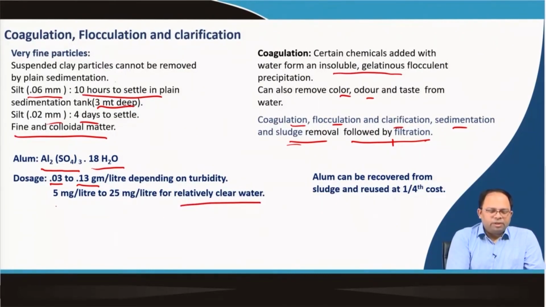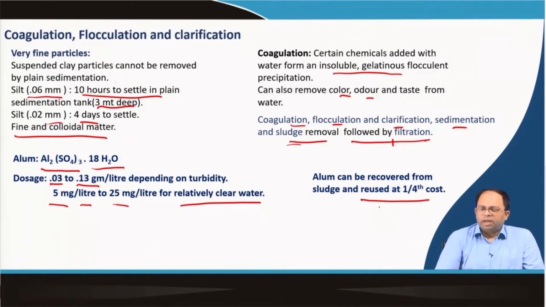So, in that case we go for around 5 milligram per liter to 25 milligram per liter. So, it is roughly 30 grams per liter to 130 grams per liter. So, for clear water we use much less. Alum can also be recovered from sludge, and this could be used at 1/4 of the cost. So, if you want to save some money, we can also do some alum recovery, but for that we have to again design separate units.